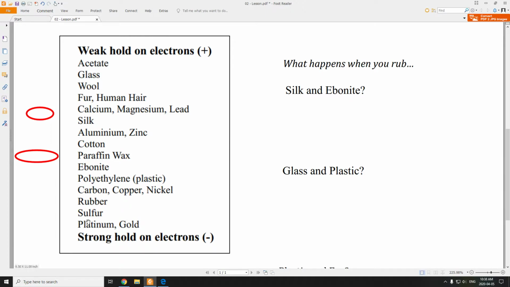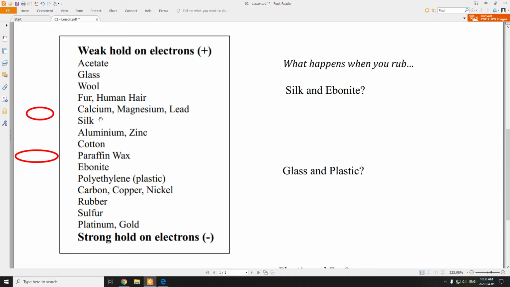Now, as we move down the list, the things at the bottom of the list are the ones that hold onto electrons the best. So it's hard to pull the electrons away. So for example, platinum or gold, they're really good at holding their electrons. So all we do is look at the location of the two materials that we're rubbing together. The material that's closer to the top has a weak hold, so it's going to lose the electrons. And the material that's closer to the bottom has a stronger hold, meaning it's going to grab the other material's electrons, and it's going to become negative.